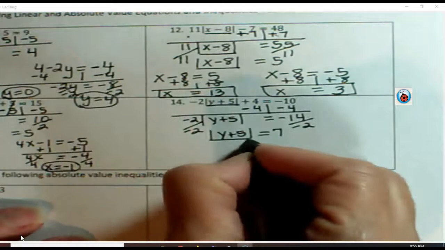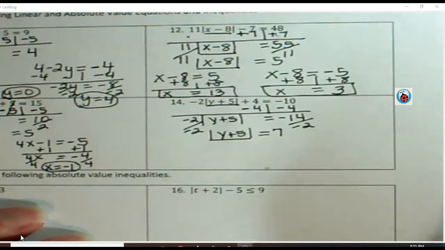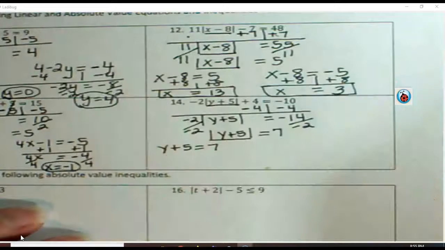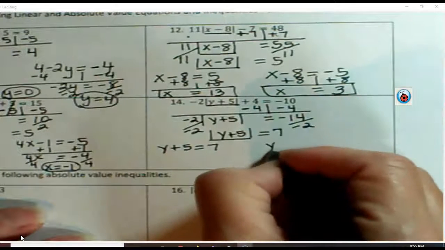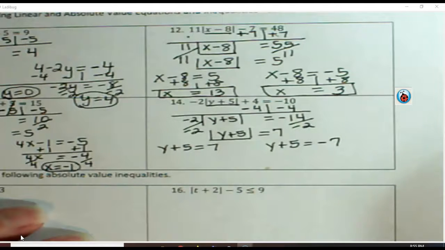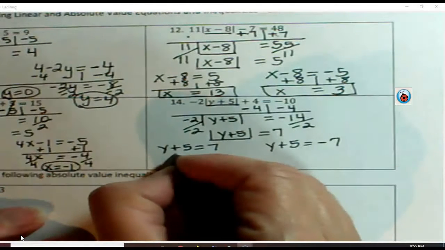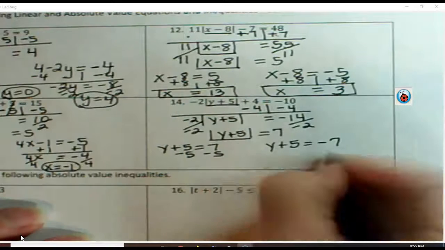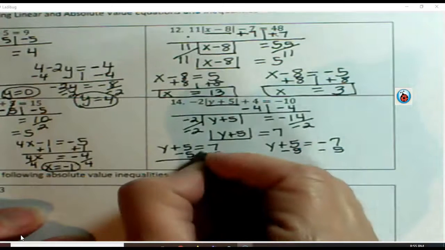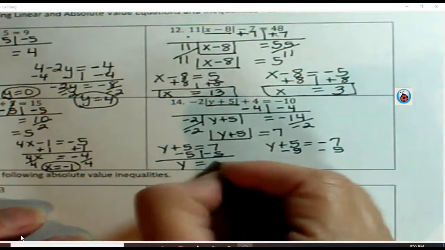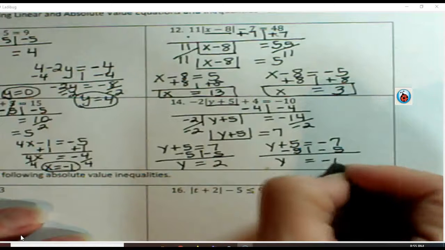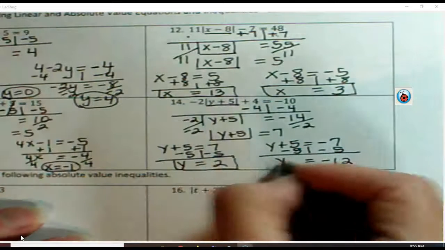Okay, now this guy's isolated. So I can take off the bars, write it straight across, so it's a positive 7. Take off the bars and make it the opposite of 7, which is negative 7. Right, then I'm going to do minus 5, minus 5. If you want to, you can do straight across. Same step right there. So I get y equals 2 and y equals negative 12. Those are my two answers for that problem.